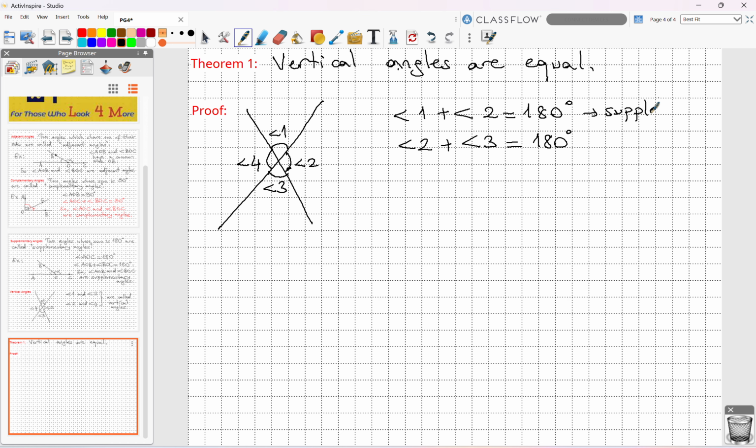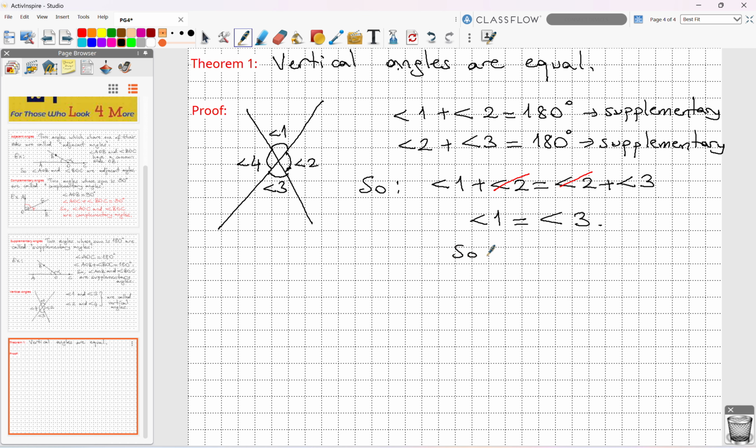These are also supplementary angles. That's the reason why their sum is 180 degrees. So if you look at these two equations, their sums are both 180. So we can say that angle 1 plus angle 2 must be equal to angle 2 plus angle 3. Subtracting angle 2 from both sides, or cancelling these two equal angles from both sides, you will find that angle 1 is equal to angle 3.